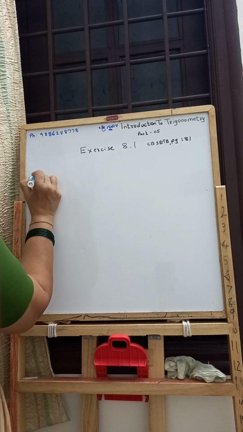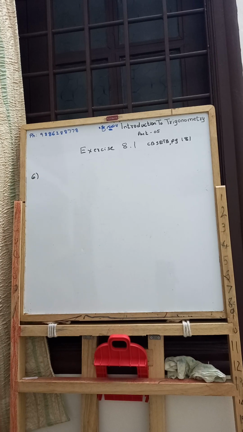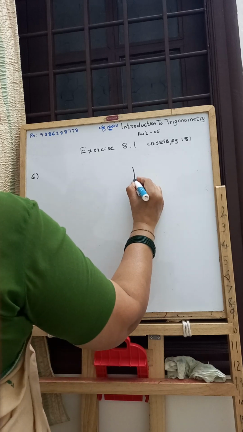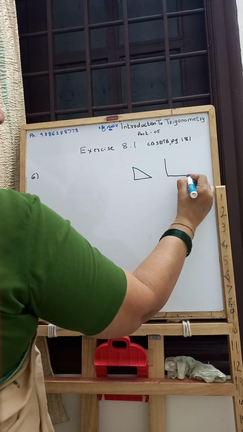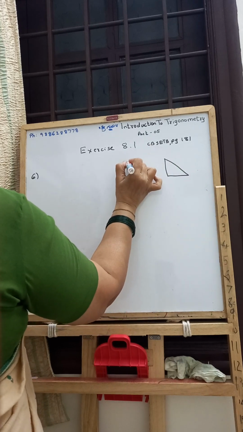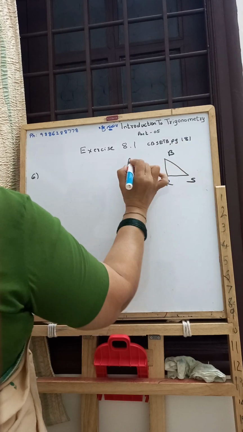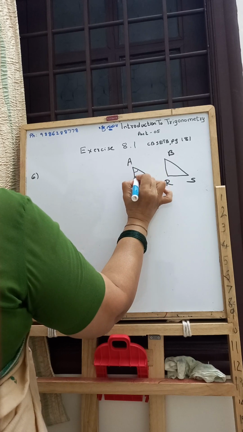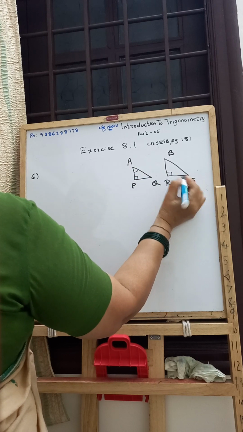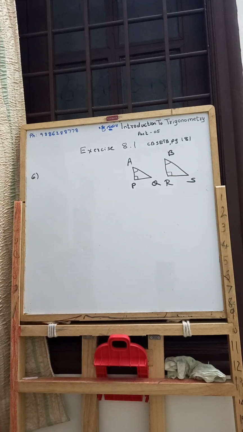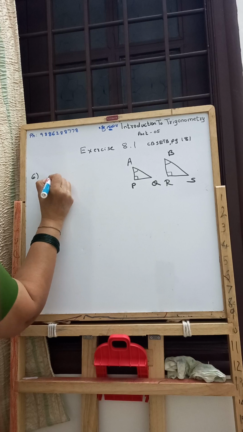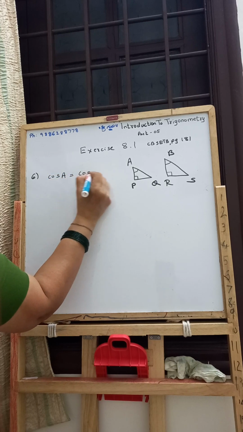Now the sixth one. If angle A and angle B are acute angles such that cos A is equal to cos B, then show that angle A is equal to angle B. Let's consider two right triangles APQ and BRS, A, P, Q and B, R, S, where angle P is right angle, angle R is right angle. It is given that cos of A is equal to cos of B.